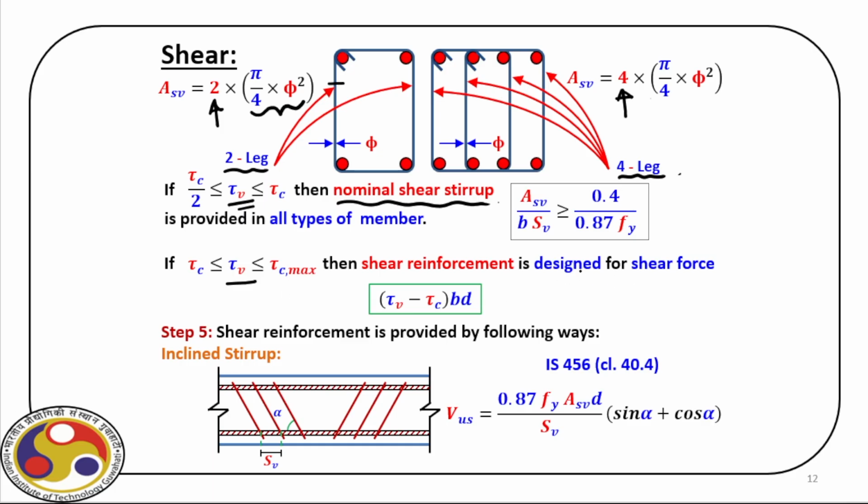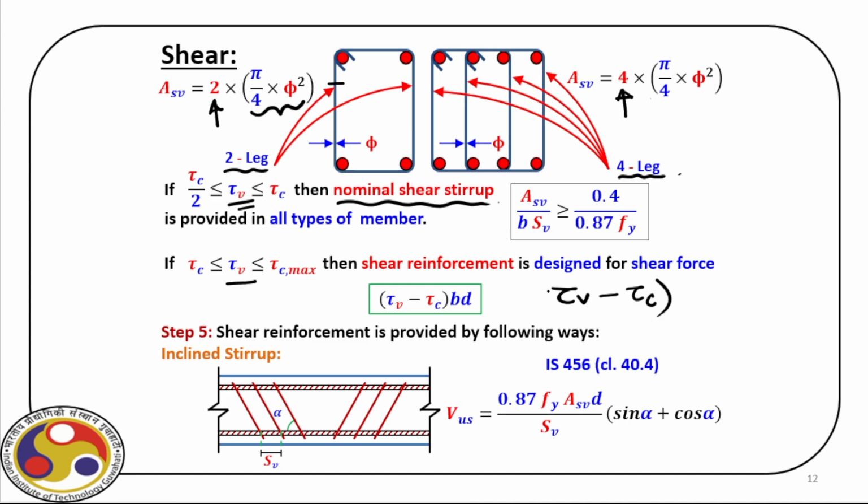Now what is the shear force for which we have to design the shear reinforcement? We have tau v that we have already calculated from Vu, and for the cross section without reinforcement we have tau c.